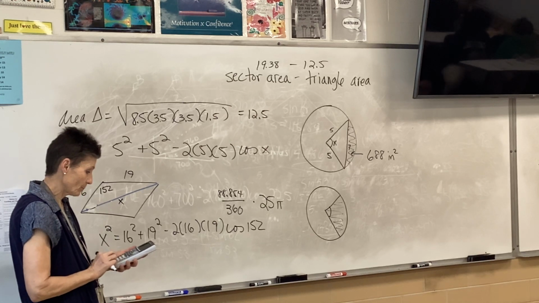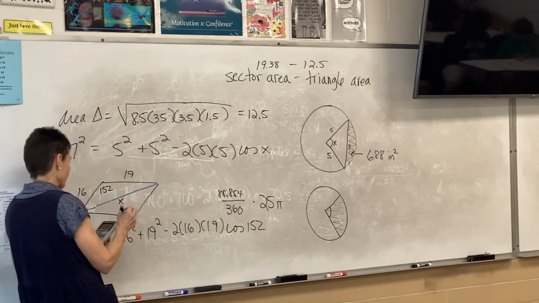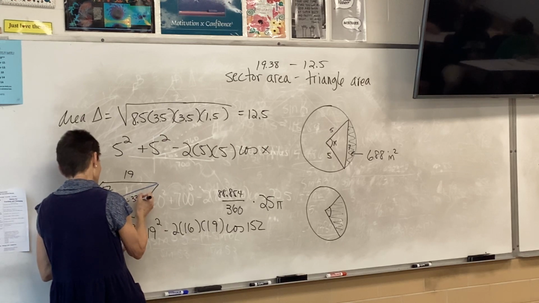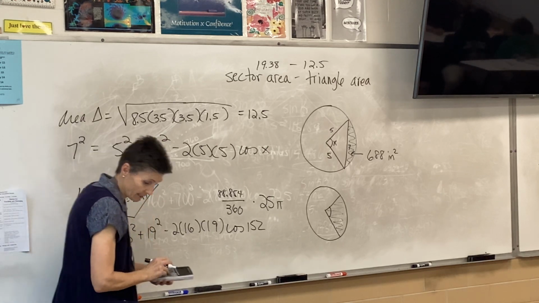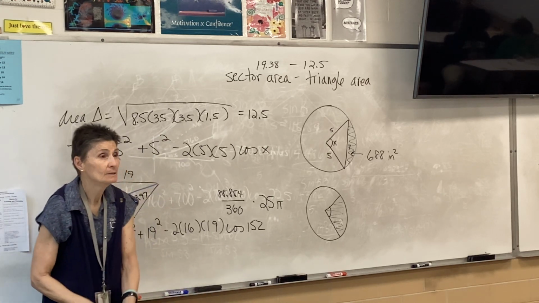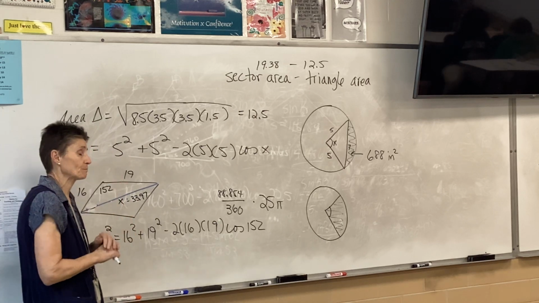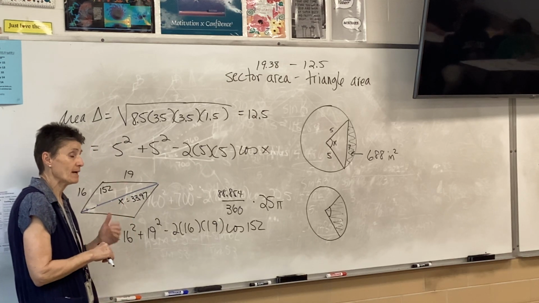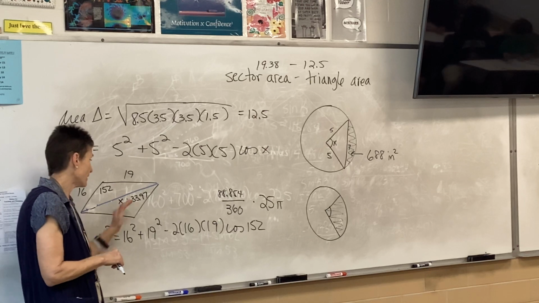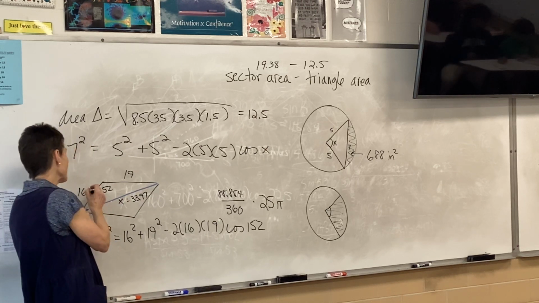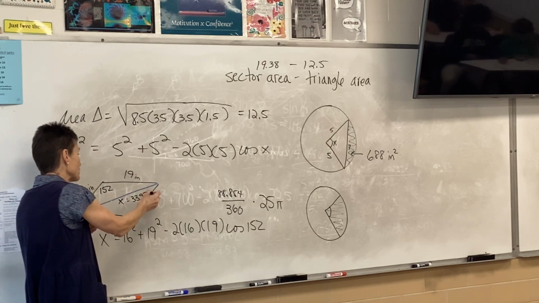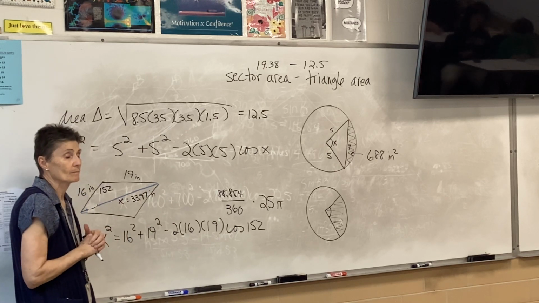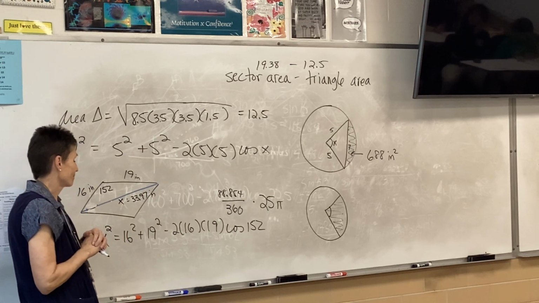Don't forget to square root it. 33.97 is what I got. Did I do that right? Yeah, that's what I got. And that is not an area, it's a length. So if I had units, like if I knew these were inches, that would just be inches, right?